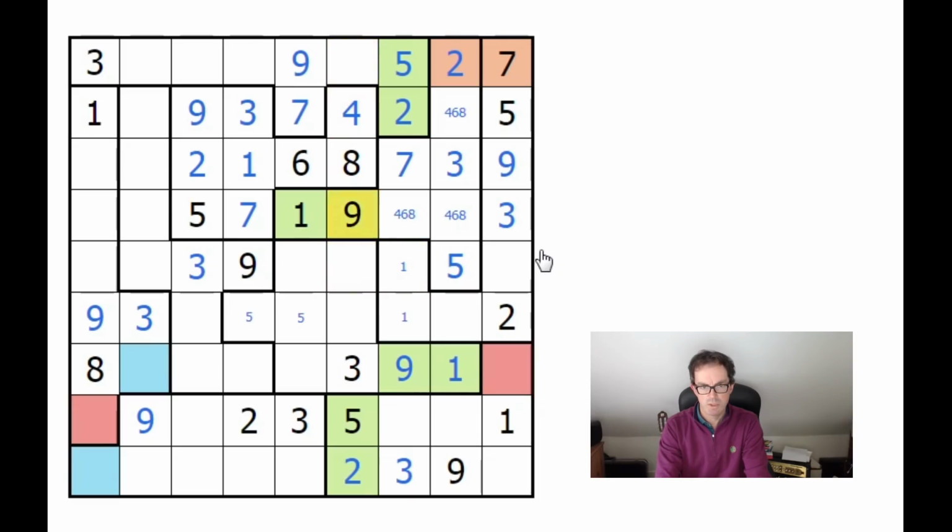This column, 1, 6, 7 down. Yes, this column needs 1, 6 and 7 to complete it. But look, the 1 here means there's not a 1 in either of those two squares. So the 1 is at the top, and this is a 6-7 pair. 6, 7. 2 is locked into one of these two squares.